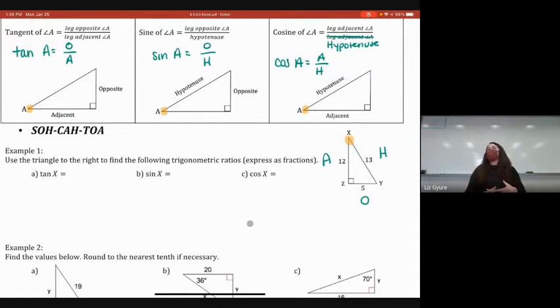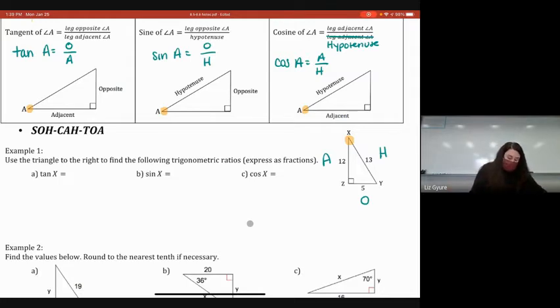The reason this is important is because what if this said, find the tangent of y? Wouldn't the opposite and the adjacent be reversed? So the angle you're being asked to look at does matter with your ratios, because that decides who's your opposite and who's your adjacent.